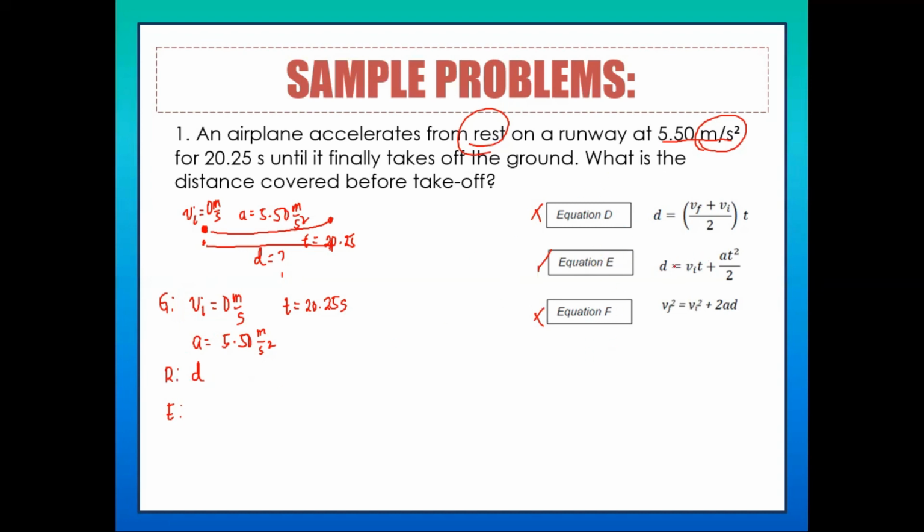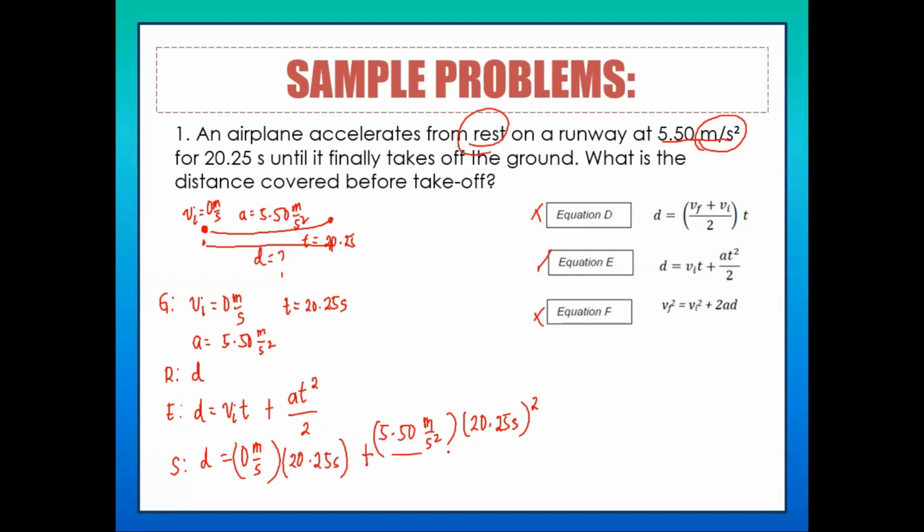Okay? So therefore, equation E, that is D is equal to v sub i t plus a t squared over 2. So let's substitute our given. For our solution, this becomes D, the unknown variable, is equal to v sub i, 0 meters per second, multiplied by t, which is 20.25 seconds, plus our acceleration 5.50 meters per second squared, multiplied by your time, but we have to square it.